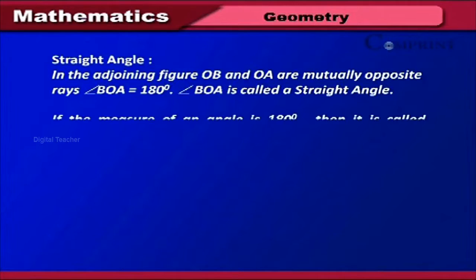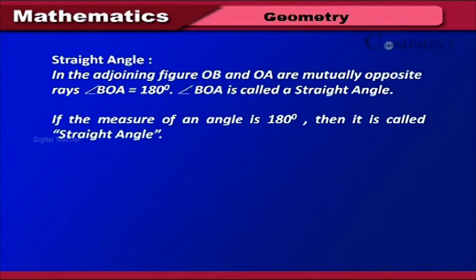Straight angle. In the adjoining figure, OB and OA are mutually opposite rays. Angle BOA is equal to 180 degrees. Angle BOA is called a straight angle. If the measure of an angle is 180 degrees, then it is called a straight angle.